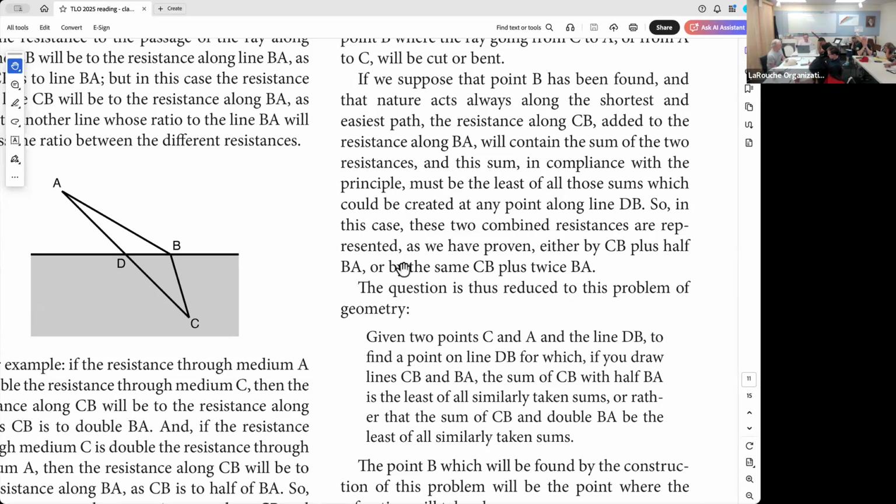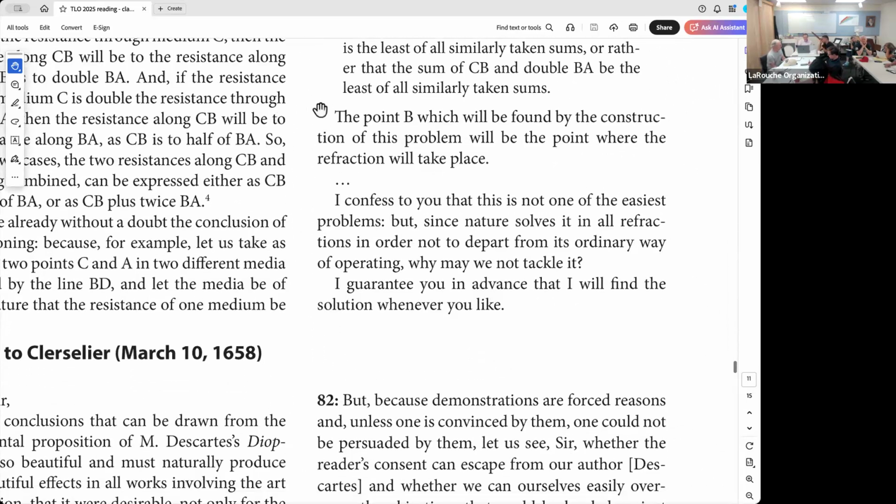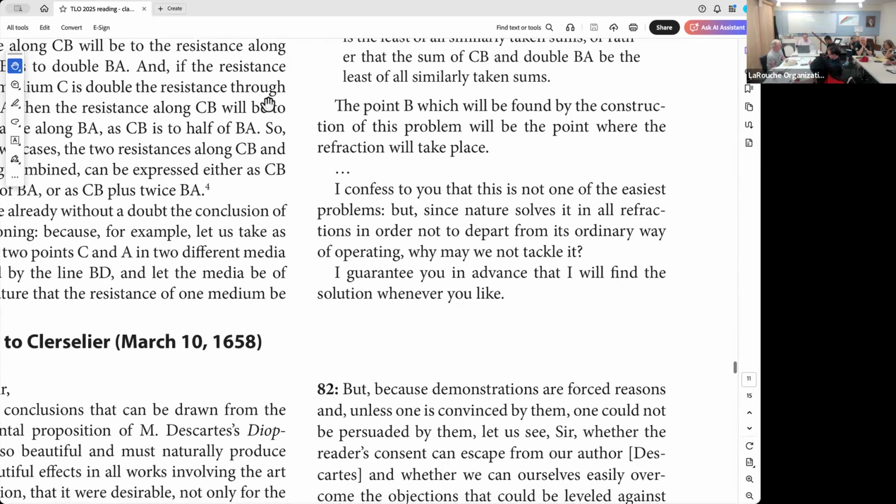Okay. Then let's jump to the point B which will be found. The point B, which will be found by the construction of this problem, will be the point where the refraction will take place. I confess to you that this is not one of the easiest problems, but since nature solves it in all refractions in order not to depart from its ordinary way of operating, why may we not tackle it? I guarantee you in advance that I will find the solution whenever you like.